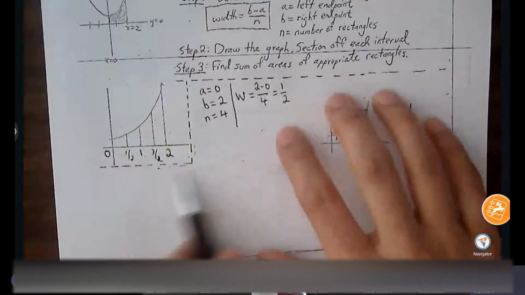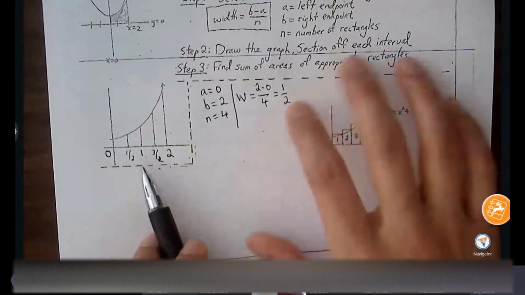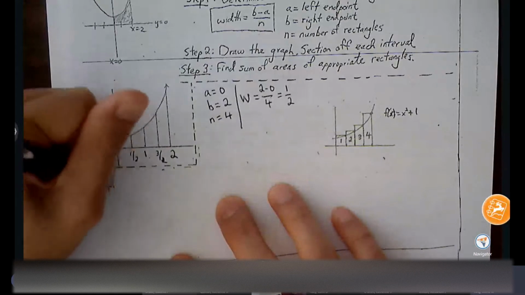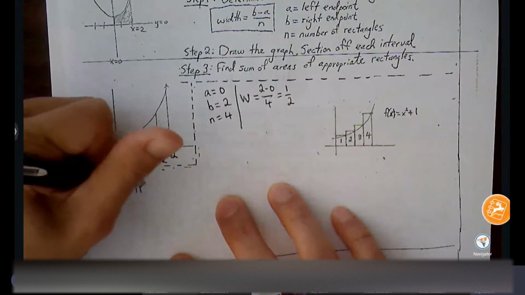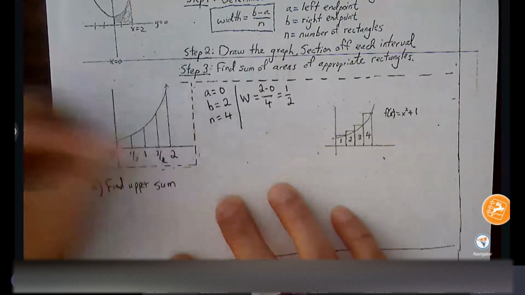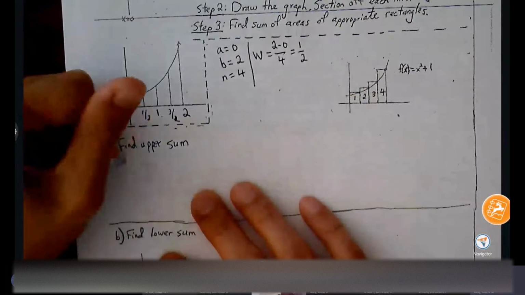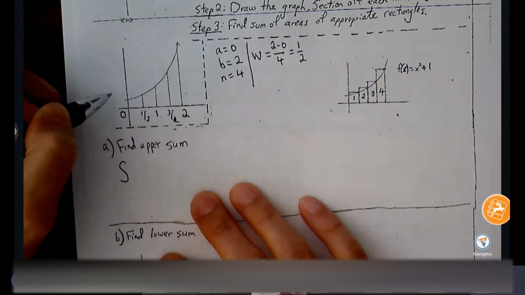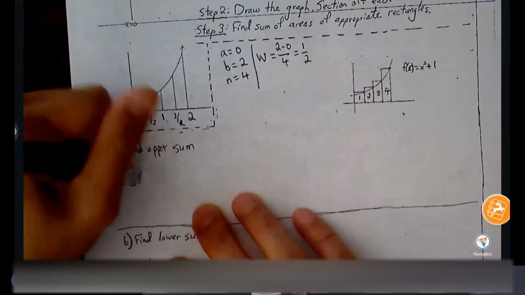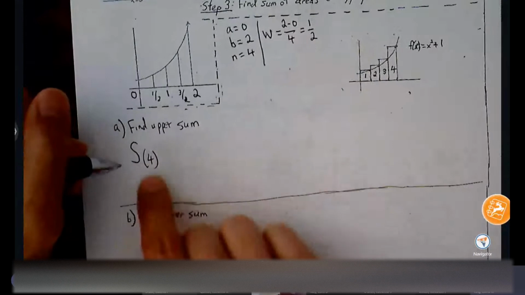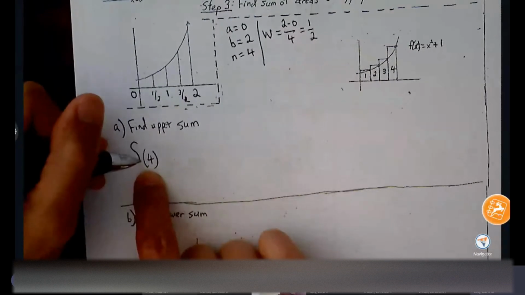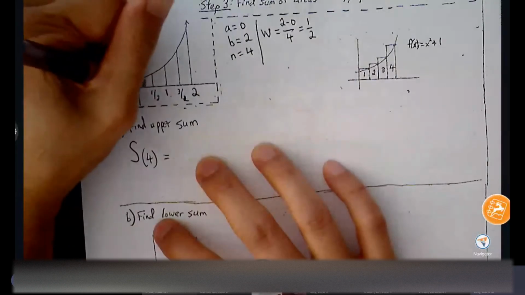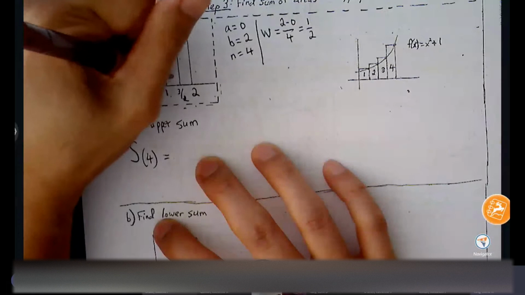All right, so now that we have our width, we're going to start off by finding the upper sum. So we're purposely going to create rectangles so that every portion sits nicely above the curve. I'm going to use uppercase S to represent an upper sum, 4 to represent I'm using 4 rectangles. So here's where my first rectangle is going to be, my second rectangle, my third, and my fourth.